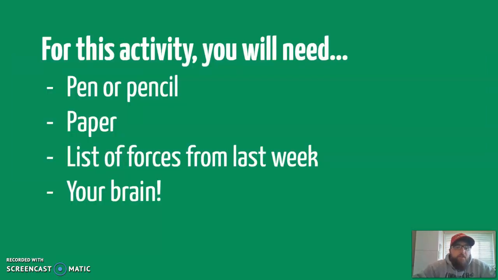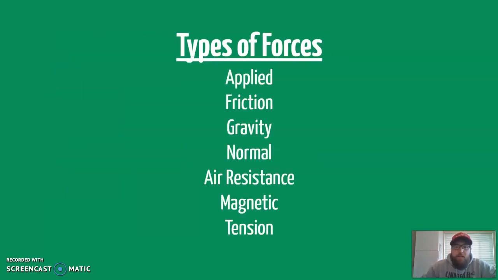For this, you're going to want something to write with, pen or pencil, and paper. You're going to need the list of forces from last week, which I will put up on the next slide in case you don't have that handy. And you'll also need, as always in science, your brain. So here's that list of the different types of forces that you learned about last week. If you didn't already jot those down, go ahead and make a list of that now. You're definitely going to want that handy as we go throughout these slides.